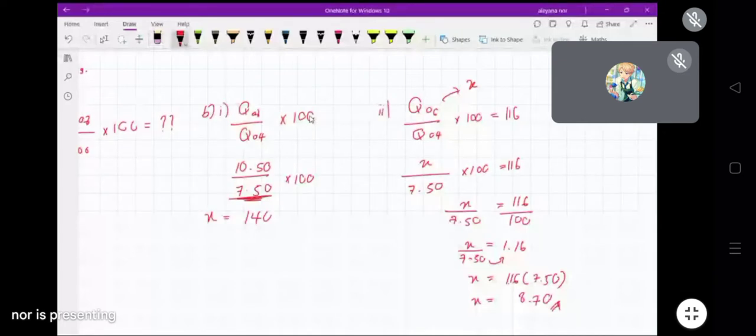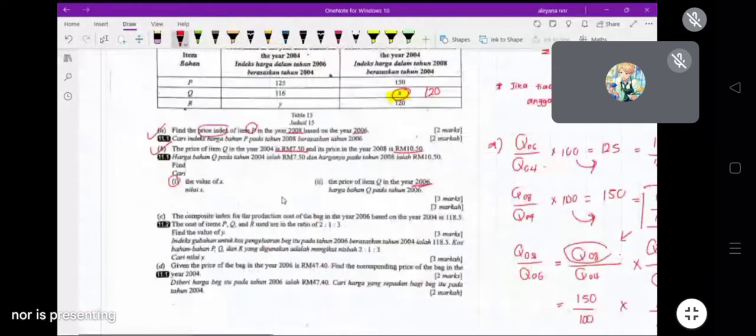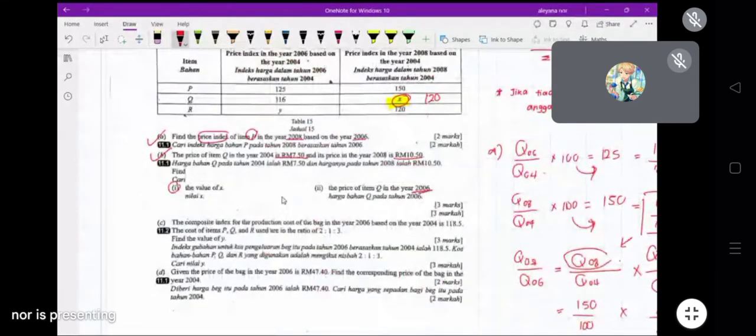My throat is really dry right now, but it's okay. Alright, so this is basically the price of item Q in the year 2006.